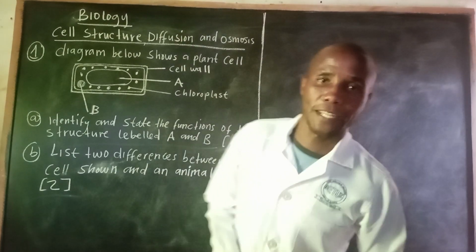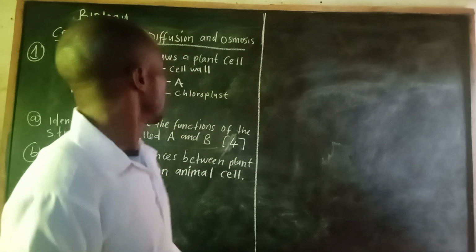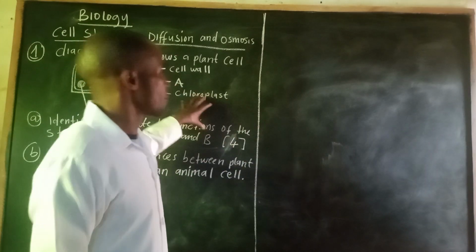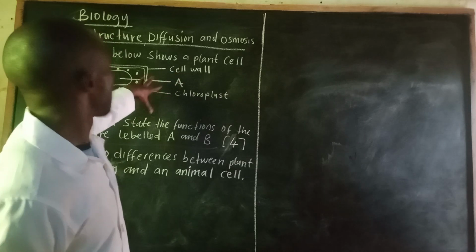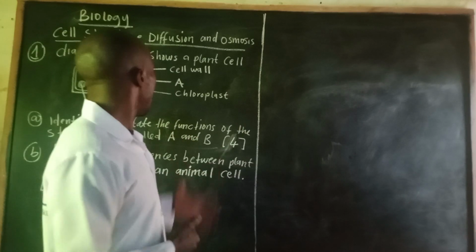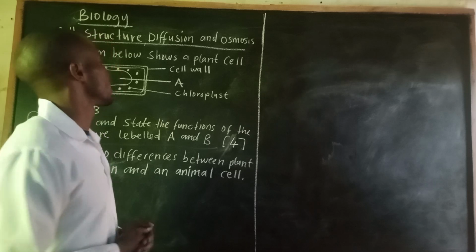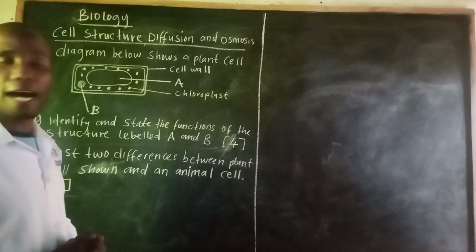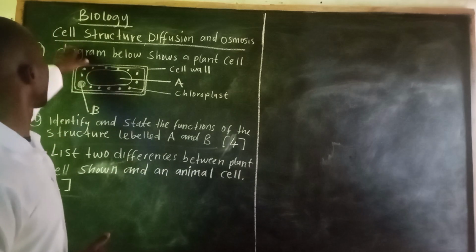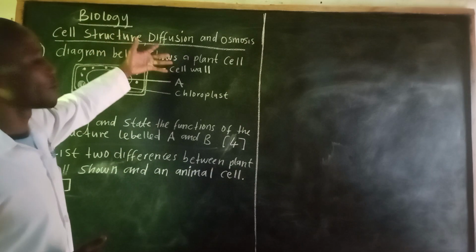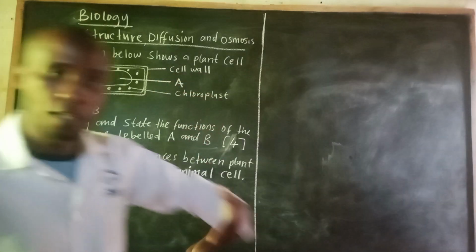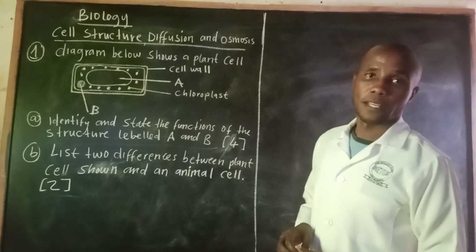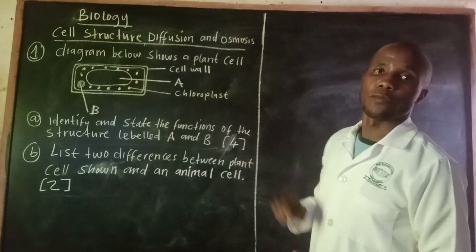Welcome to biology class. With me there is a question on the chalkboard, which is actually coming from paper 2. So these are paper 2 types of questions. Let us go through the question and see how we can answer it, which is under cell structure, diffusion, and osmosis. This is how we'll be covering the syllabus through examination questions step by step.